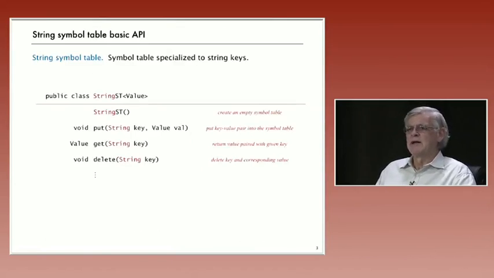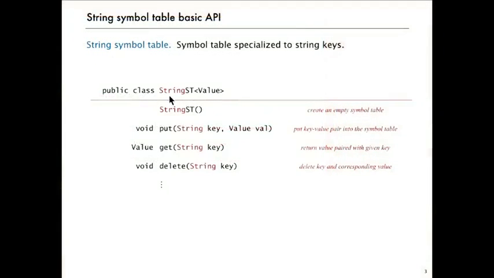So to get started, we're going to articulate an API for symbol tables that's specialized for the case when the keys are strings. So simply, we just add the modifier string to our standard symbol table API, and we can take a generic value, but the keys are strings. And then we take all the methods that we articulated before, and for key type, instead of generic, we use string. And this is going to allow us to develop efficient algorithms that take advantage of properties of strings.